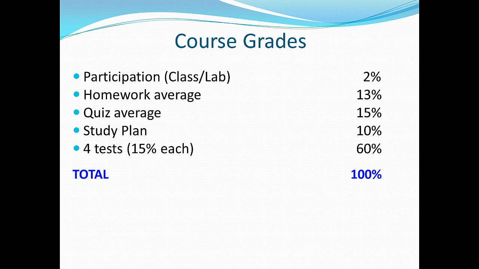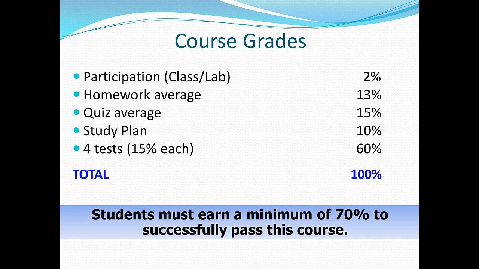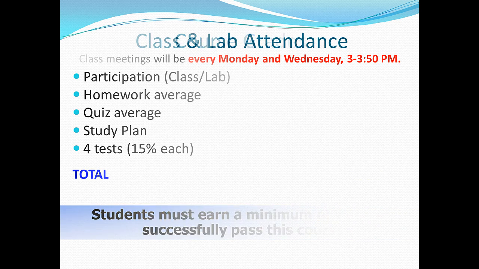And you have 4 tests. They're 15% of your grade each, for a grand total of 60% of your grade. That's exactly how your course grade is determined. There's no extra credit. There's no alternate way to get points. That's exactly the way your grade will be determined. You have to get at least 70% to pass. Otherwise, you get the NC.